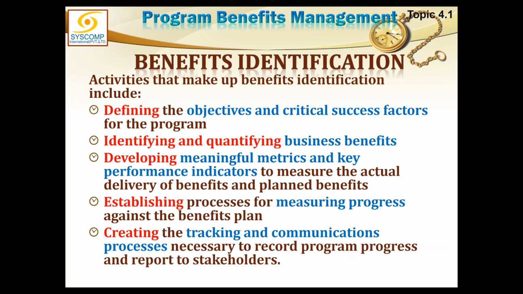Then we have to establish processes for measuring progress against the benefit plan and create the tracking and communication processes necessary to record program progress and report to the stakeholders. We have to keep the stakeholders in the loop, just like in projects. In projects also, we said we have to keep them in the loop. But here it becomes more important, because of the uncertainty of the program and the larger number of stakeholders, so you have to identify which stakeholders to be communicated with and tracked for these purposes.